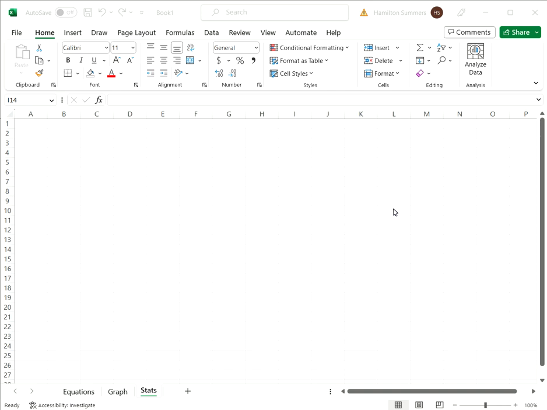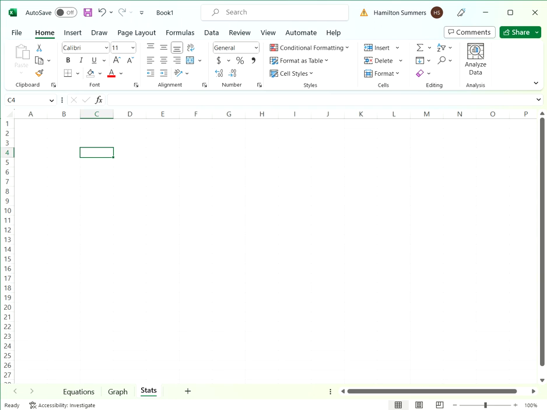This is the Excel tutorial part 5. I'm going to show you how to create a template. Now I'm going to do this for a stats problem, but you can do this for any kind of problem where you're doing the same kind of problem, but the inputs are changing. So I went and made a tab called stats. If you're doing a template, it's a good idea to have multiple tabs and name them accordingly.